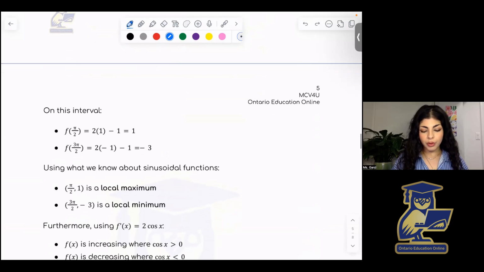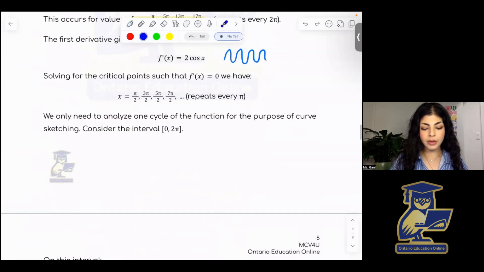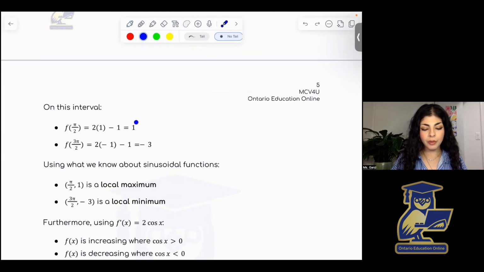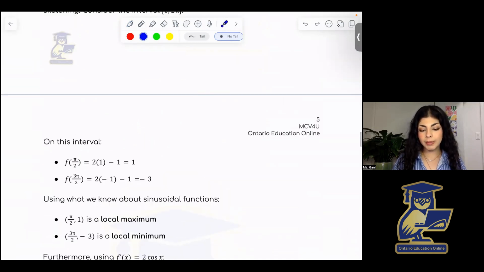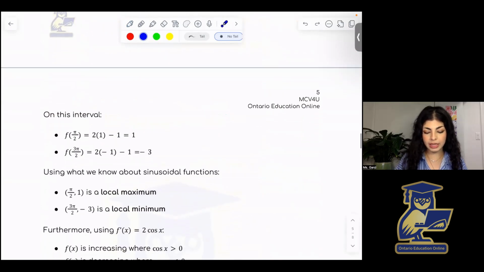So on this interval, we consider the critical points, the first 2 critical points, which are in this interval. And we see that f of pi over 2 is 1, and f of 3 pi over 2 is -3. And again, that's what we were expecting when I told you the amplitude is 2, but now we have translated 1 down. So instead of it being 2 here, it's moved down and it's 1. And instead of being -2 here, it's moved down, so it's -3. And that's exactly what we are seeing here.